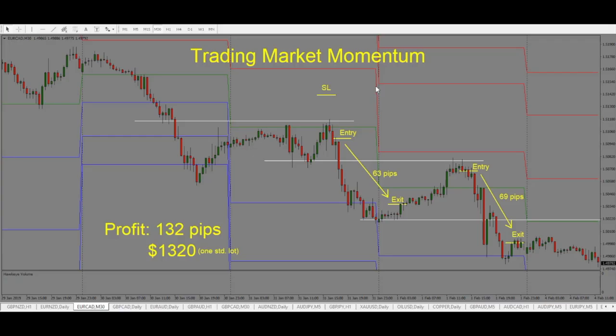Today we'll take a look at how to trade momentum in the market. So let's go on to the charts and we'll look at what momentum looks like and how do we trade it profitably.